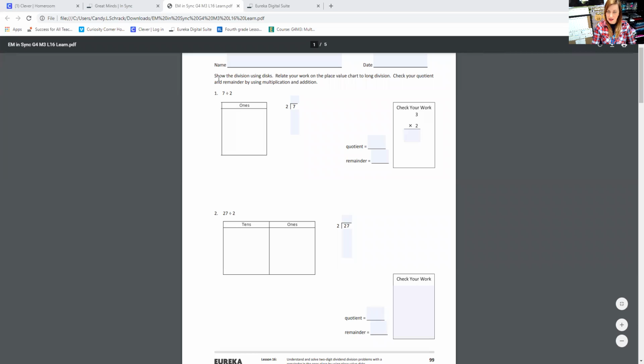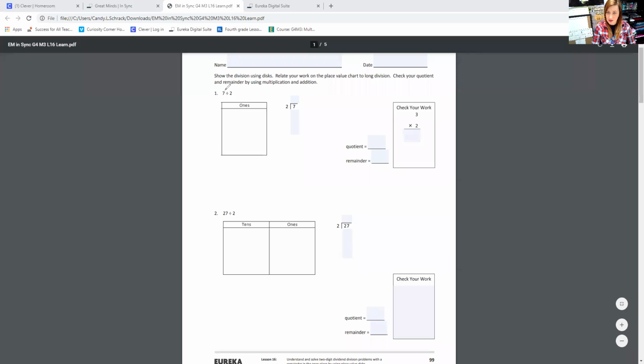Okay, so we are going to do our problem set for understanding and solving two-digit dividend division problems with a remainder in the ones place by using place value disks. Let me share my screen. So your workbook page looks like this. The directions say show the division using disks. Relate your work on the place value chart to long division. Check your quotient and remainder by using multiplication and addition.